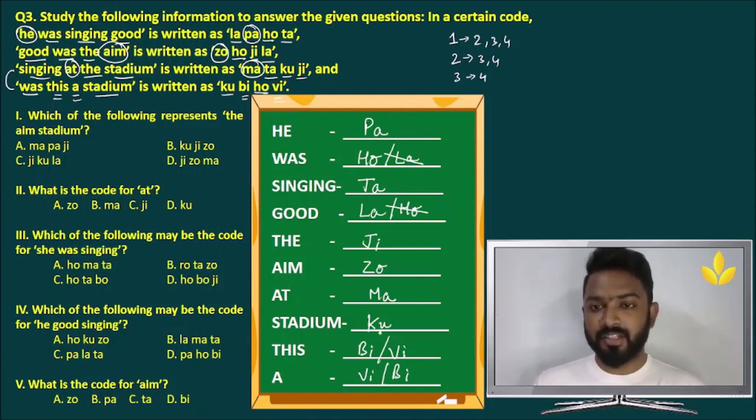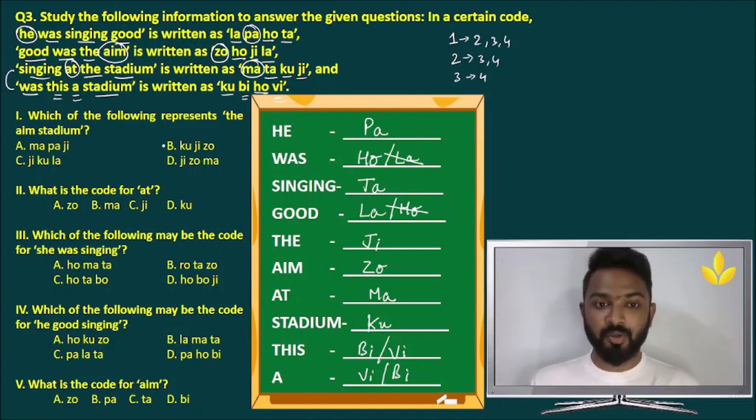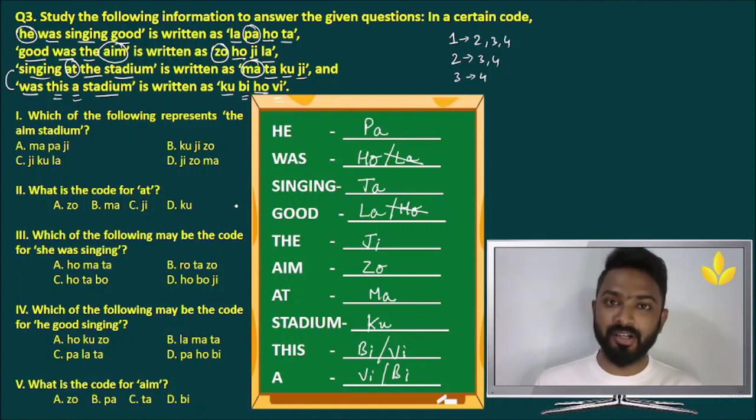Now when you have these codes, getting the codes is the tougher part. That will take you like 2.5 to 3 minutes. Writing all these words will take you half a minute. So that is like 3.5 minutes. And answering all these questions will take you half a minute. So within 4 minutes, you can answer 5 questions using this system. And that is a very good deal.